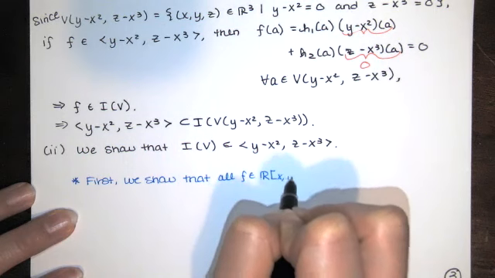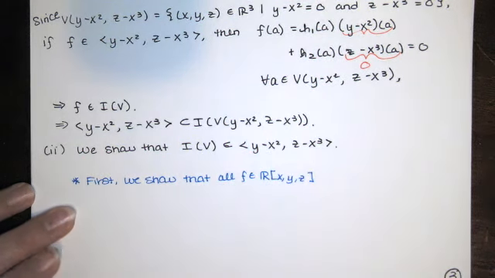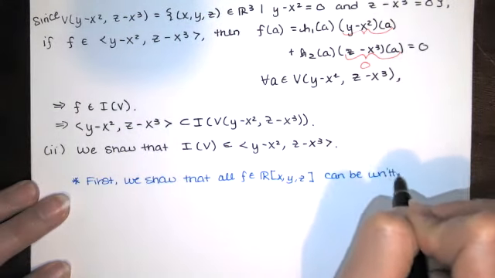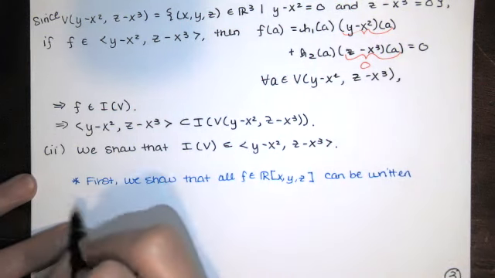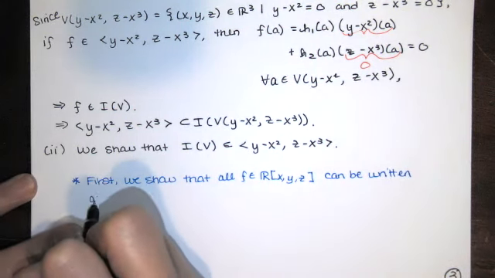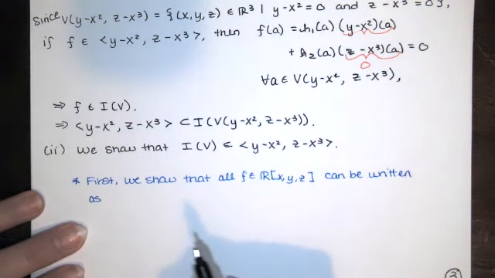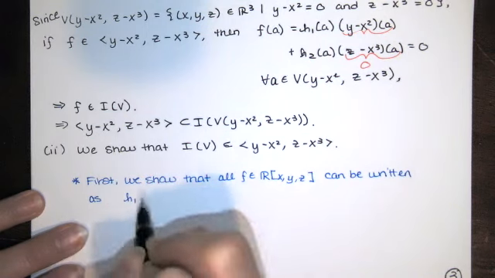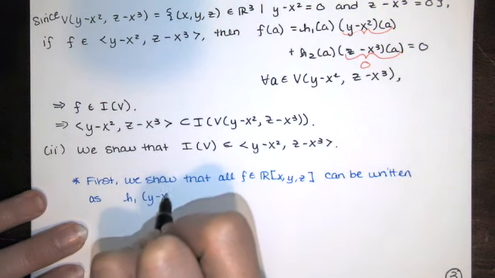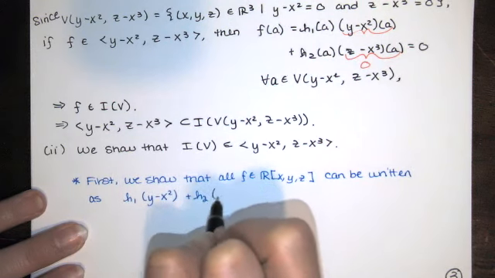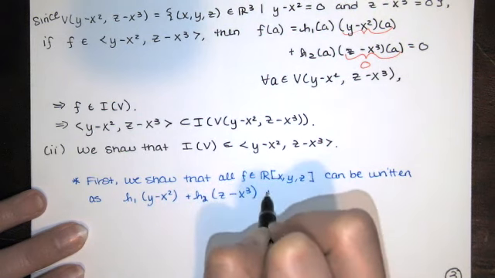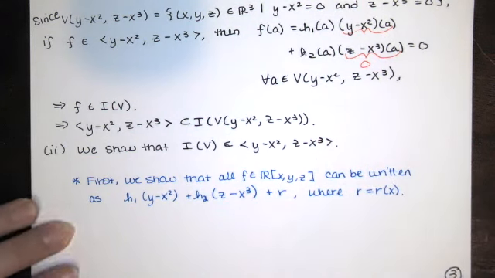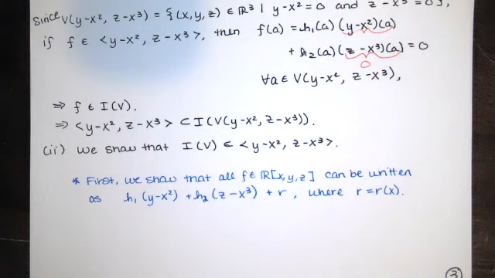So we're in the polynomial ring with coefficients in the field of real numbers in the variables x, y, and z. And we want to show that every polynomial can be written in this way. And we're going to say where r is a function of x only. So it does not depend explicitly on y or z.